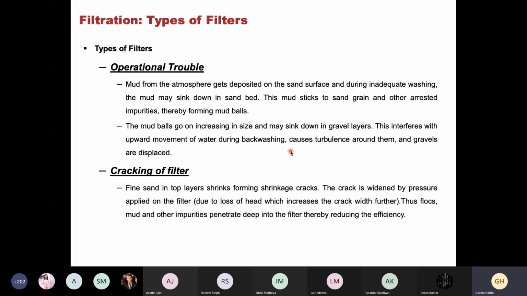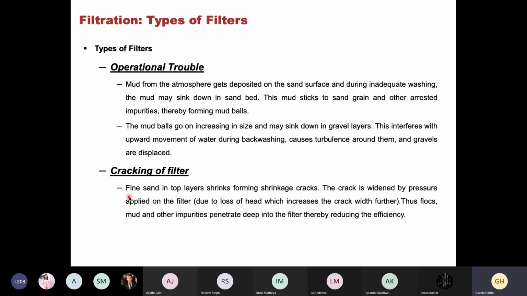Cracking of filter, see the top layer of the fine sand, because you can say the muddy layer forms around the sand particles. That top layer may shrink sometime because of dryness, and there would be a crack if the filter is not being used, if water is not there, you have removed the water from the top because you want to clean the filter.